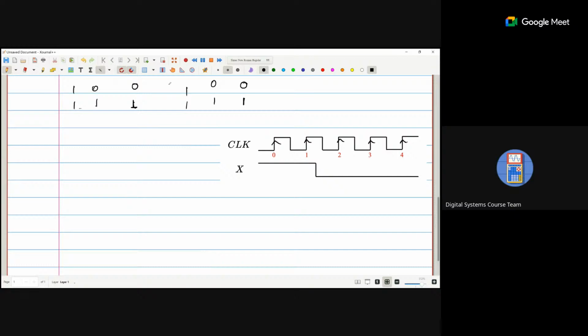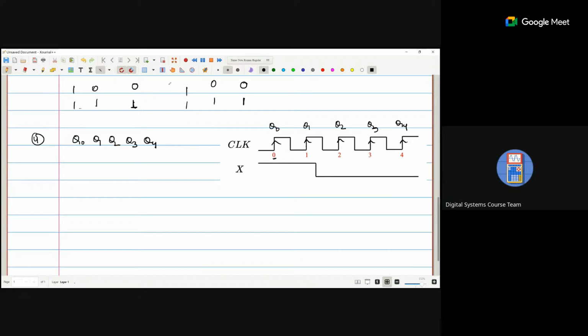Now what is the output? If we are taking the output at clock 0 edge, the output we are getting is Q0, the output we are getting at the next is Q1, then Q2, Q3 and Q4. So what is the final output in terms of Q0, Q1, Q2, Q3 and Q4?